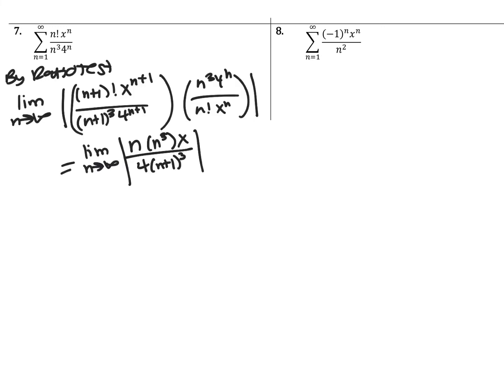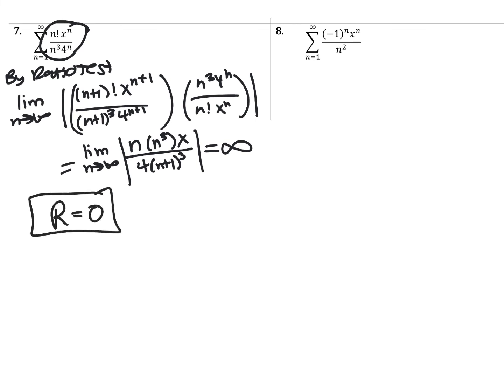For number 7, this limit is going to be infinite since we're going to have n to the 4th over n to the 3rd. This is an increasing series. n factorial is growing faster than that denominator, which means this series will only converge at the center. So the length of the radius would be 0. This only converges if x equals 0.